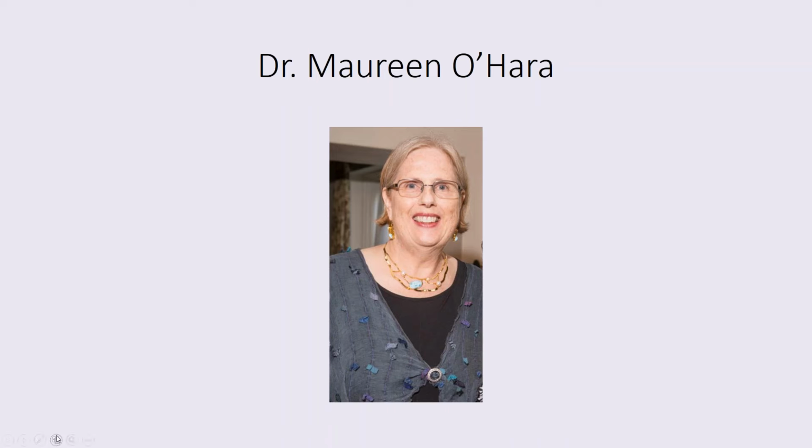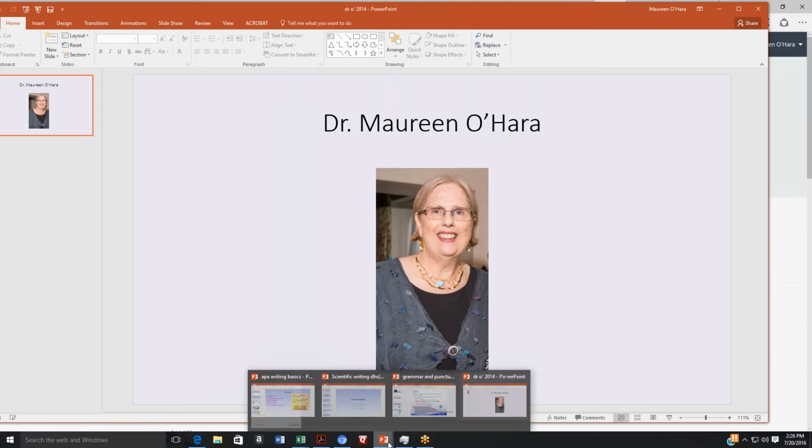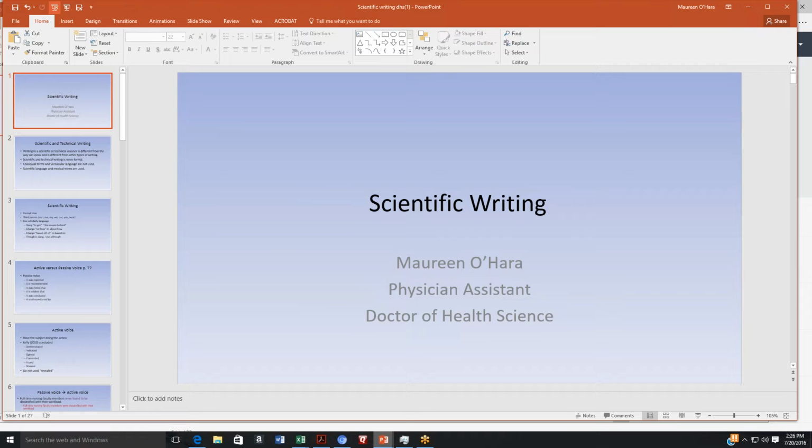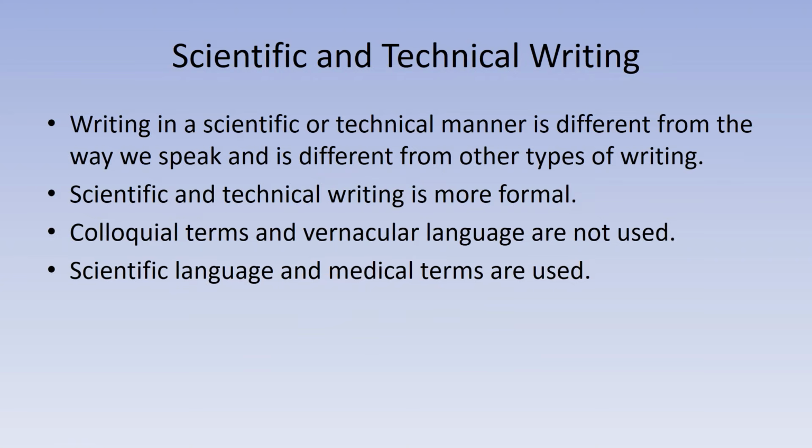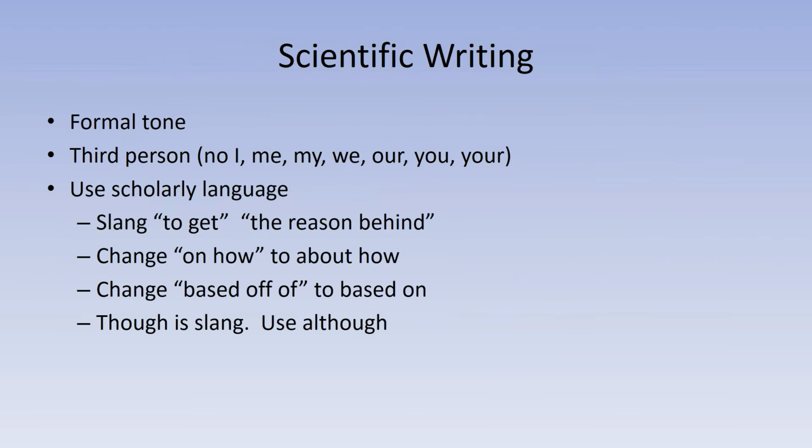I'm going to go over some tips on how to write scientifically. So scientific, technical writing, scholarly writing is more formal than the way we speak, and we do not use slang and colloquial terms, but we do use scientific language and medical terms. And we write in the third person.